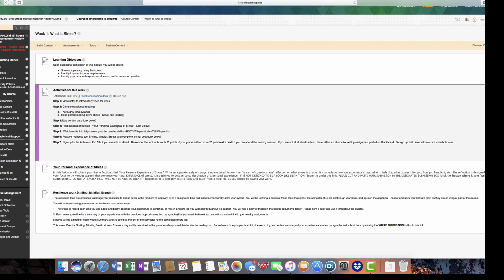Again, the reflection is the biggest part of the class, and you will write at least a one-page single-spaced Word document. And again, sometimes it looks different when you upload it, but I know what it looks like when you upload from a single-spaced Word document. Single-spaced, 12-point font, no larger than, about your personal experience of stress. Again, it's total stream of consciousness writing, no well thought out essay. I don't care about grammar. I don't care about your language.